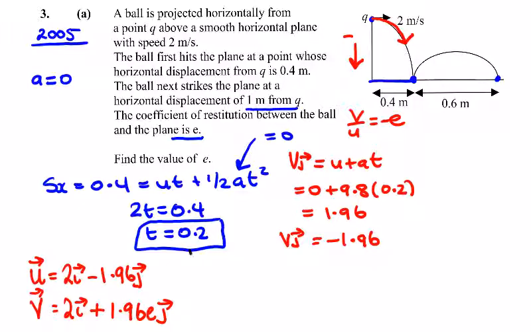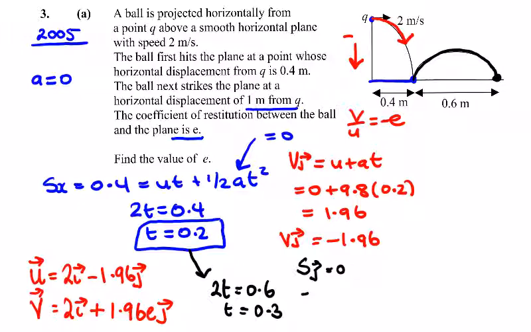So we can use the same piece of information here for the 0.6. We can say 2t is equal to 0.6. So it's going to take 0.3 seconds to hit the ground again. And at that time, the displacement in the J direction is 0. It's come up and back down, so it's in the same horizontal position. So that's ut plus a half at squared. So 1.96 E is U, times t, which is 0.3.